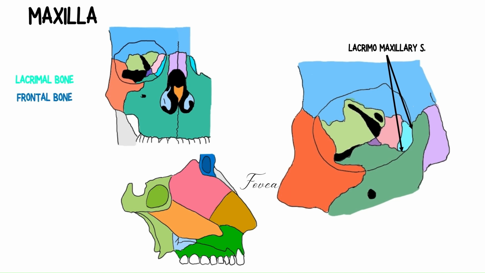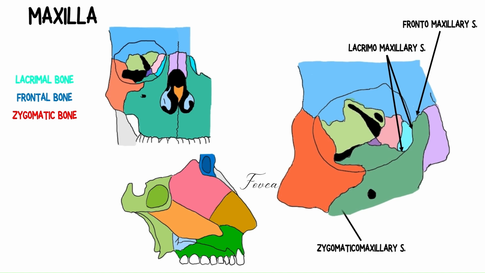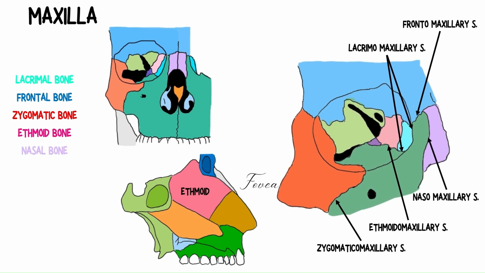With the frontal, forming the frontomaxillary suture between the nasal portion of the frontal and the frontal process of maxilla. With the zygomatic bone through the zygomaticomaxillary suture, forming the floor of the orbit, and which is the point of origin of the masseter muscle. With the ethmoid, either within the orbit or through two sutures within the nasal cavity, the ethmoidomaxillary sutures. With the nasal bones at the level of the nasomaxillary suture.